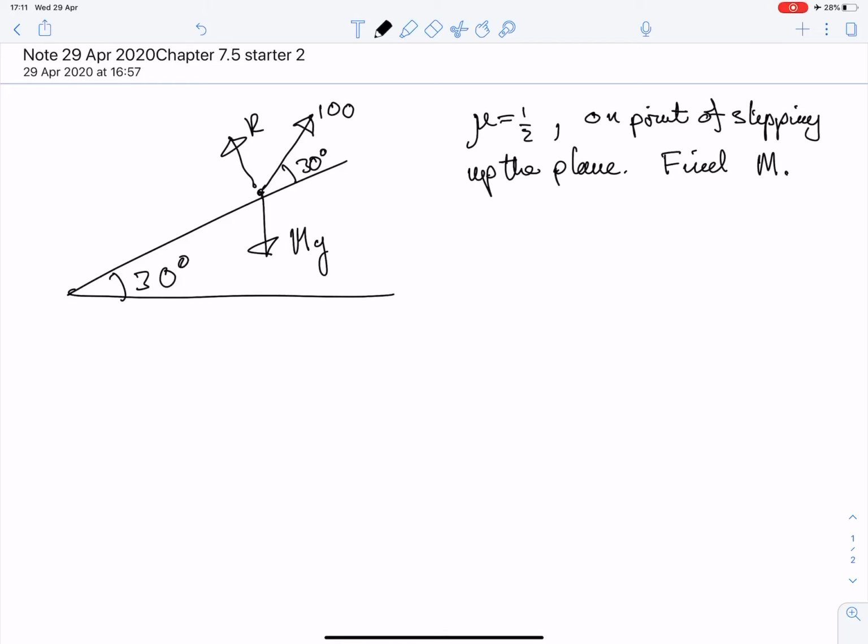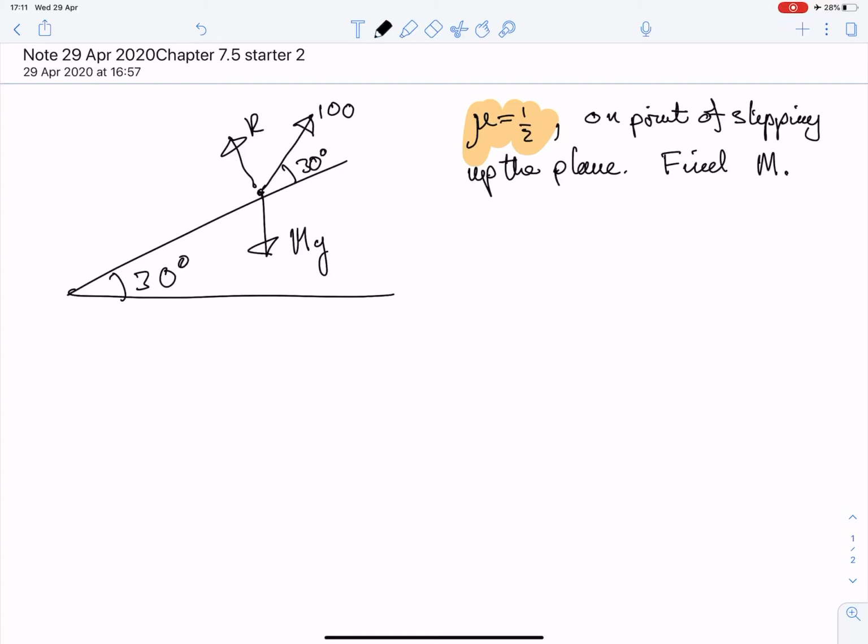So here we go with the second starter. This time we've got a standard inclined plane, which has friction, mu is equal to 1/2, and we've got an object that's being pulled with a force of 100 newtons at an angle of 30 degrees to the plane. It's on the point of slipping up the plane, and we've been asked to find the mass of the object.